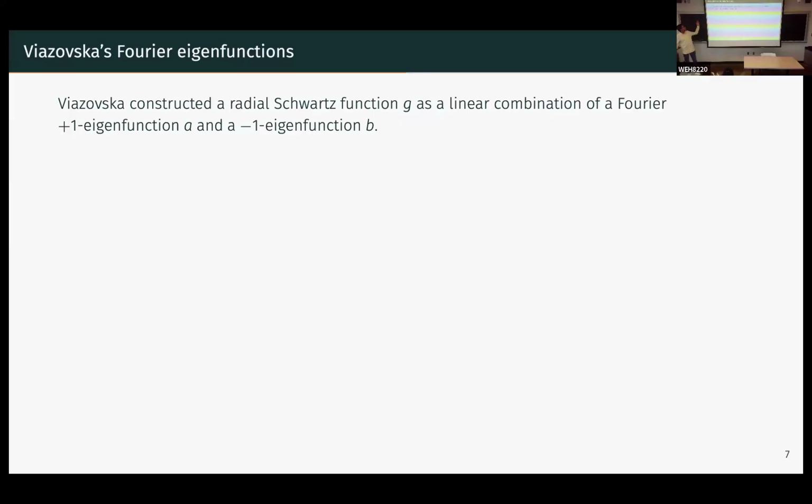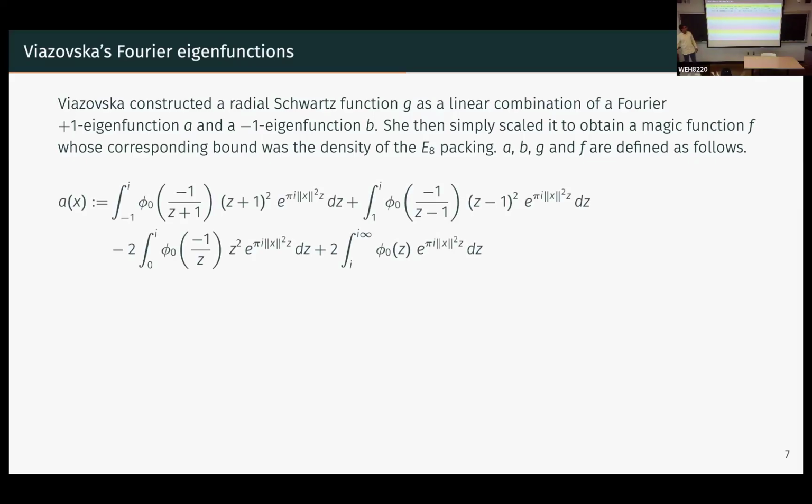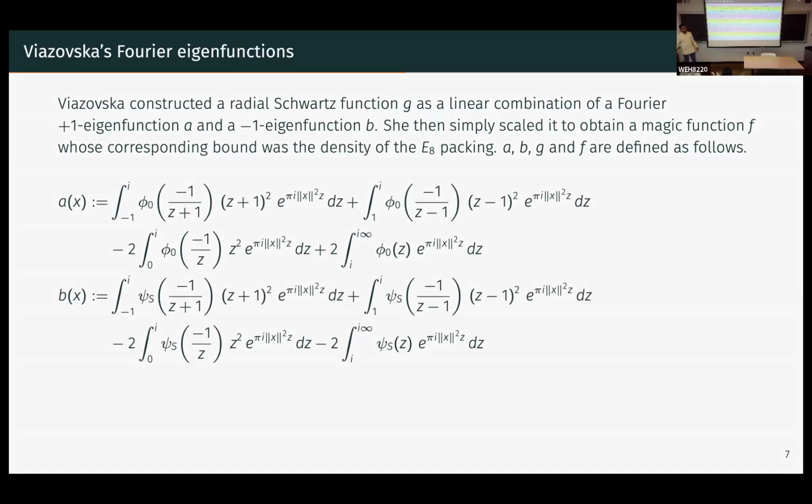Okay, so anyway, Viazovska constructed a radial Schwartz function with these properties as a linear combination of Fourier eigenfunctions called A and B, for plus and minus one eigenfunctions, and then she scaled it to obtain this. I'm going to mention the definitions of these. They're long, they're messy. You don't need to know what these are. In all of the arguments that I go through for the remainder of this talk, the only picture that you will really have to have in mind is this one.